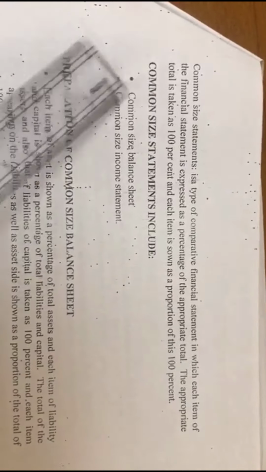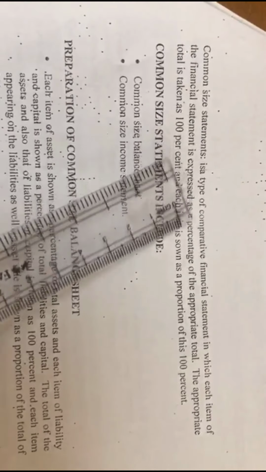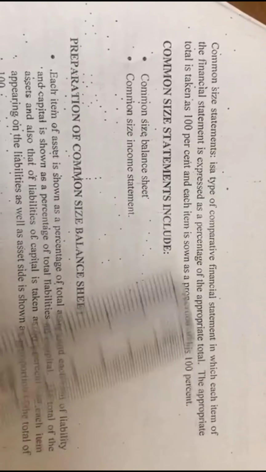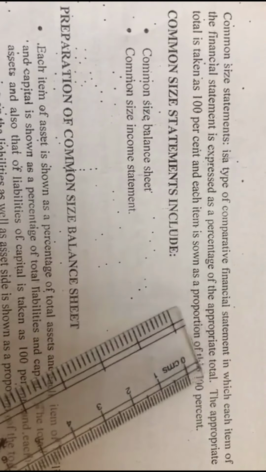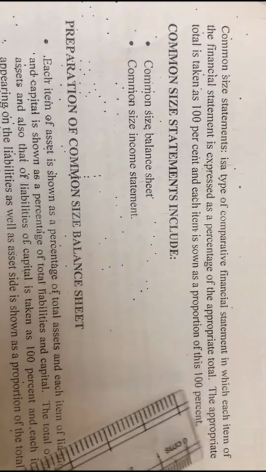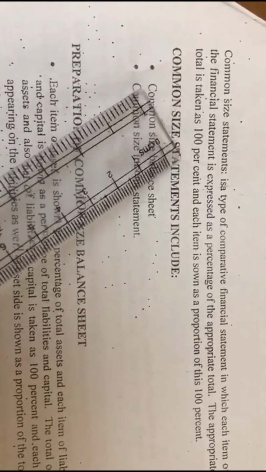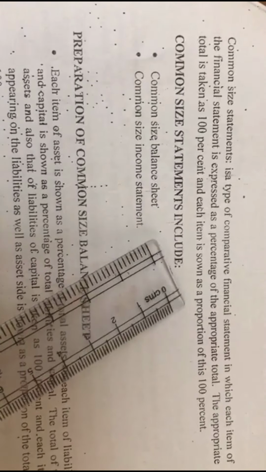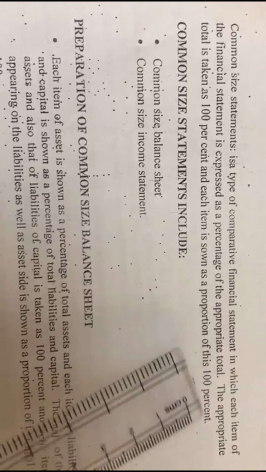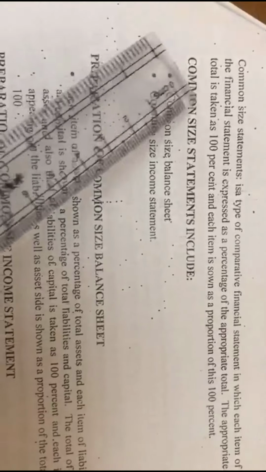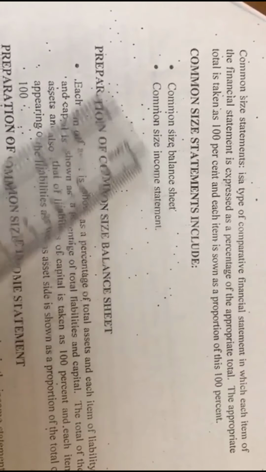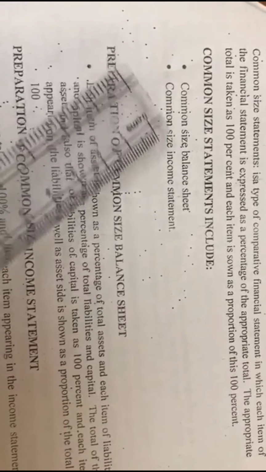The next one you have is the common size statement. It is a type of statement in which each item of the financial statement is expressed as a percentage of the appropriate total. That is, the appropriate total is taken as 100% and each item is shown as a proportion of this 100%, which I am going to discuss while working out the problems. Again, under common size statement, we have common size balance sheet and common size income statement.